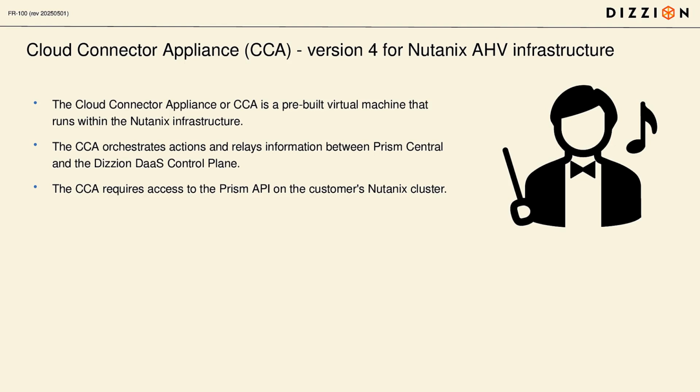Although SGAs are optional, customers using on-premise infrastructure with Nutanix AHV will be required to deploy a Cloud Connector Appliance, or CCA. The CCA is a pre-built virtual image that runs within the Nutanix infrastructure. It orchestrates actions and relays information between Prism Central and the Dishin DAS control plane. The CCA requires access to the Prism API on the customer's Nutanix management plane. CCAs are not required for public cloud as the control plane uses the cloud provider's native API to handle orchestration.